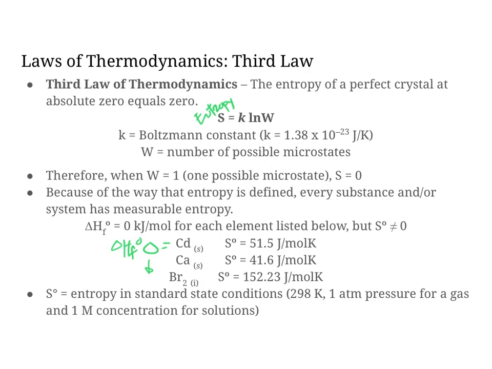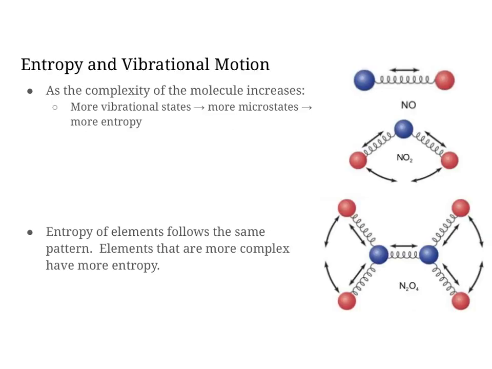So, let's take a look at what microstates and vibrational motion actually mean. As a molecule gets more and more complex, that is, we add more parts to it, it has more ability to vibrate. And if there's more vibration, there's more microstates of that actual substance, and as a result of that, that creates more entropy.